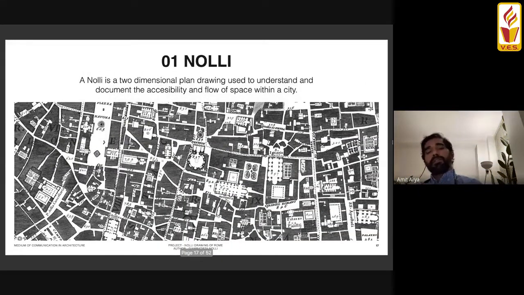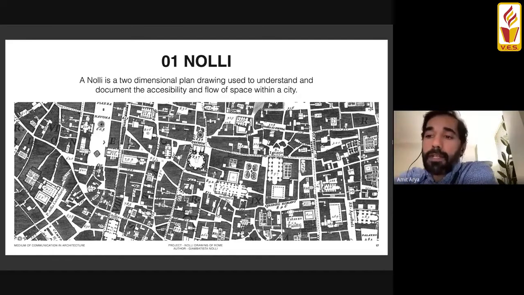And a sort of a semi-derivative of the idea of diagramming and distilling is also the style of drawing called the Nolli. It was developed by an Italian architect based out of Rome, Giambattista Nolli. And the idea was that he was investigating the city of Rome and how much of the city is actually accessible to people.